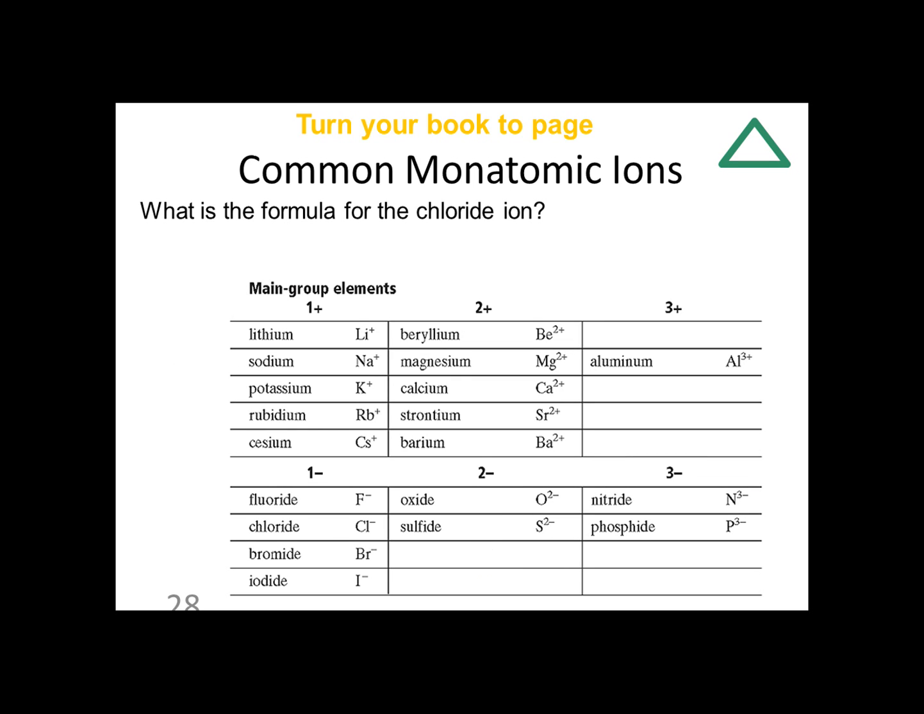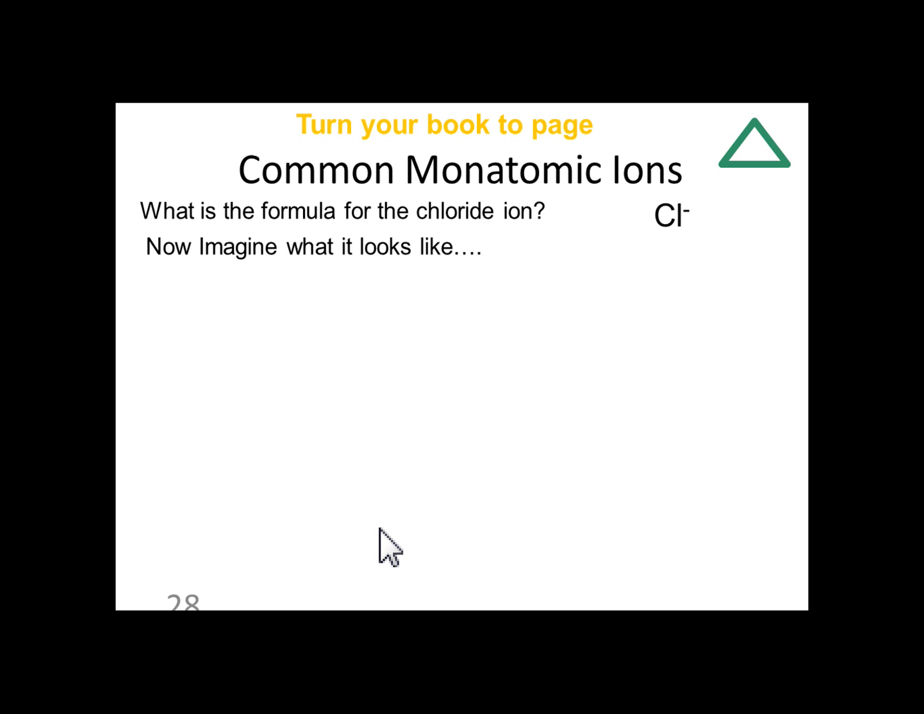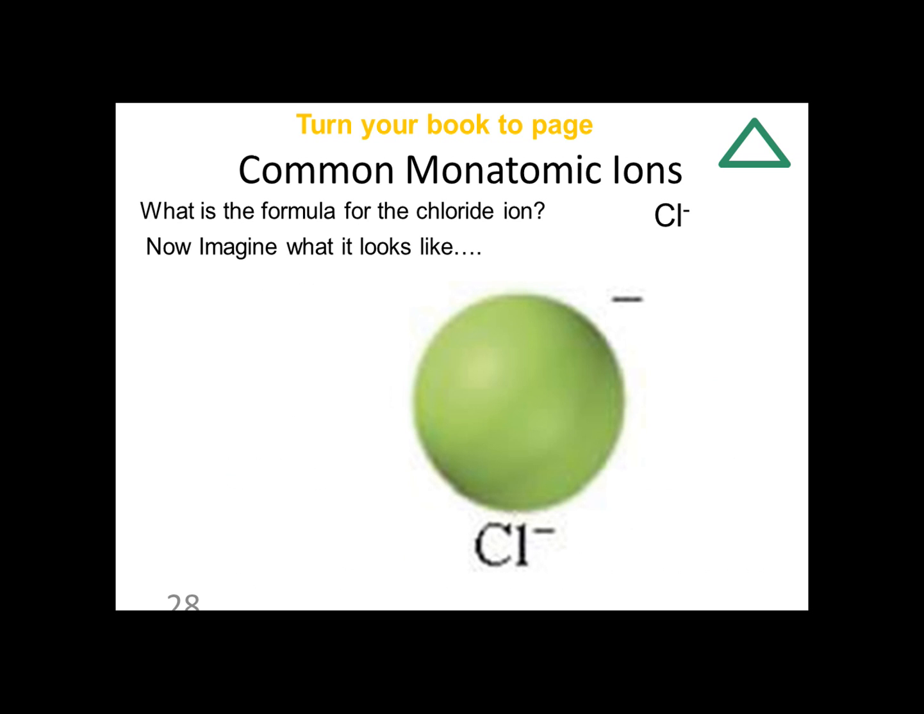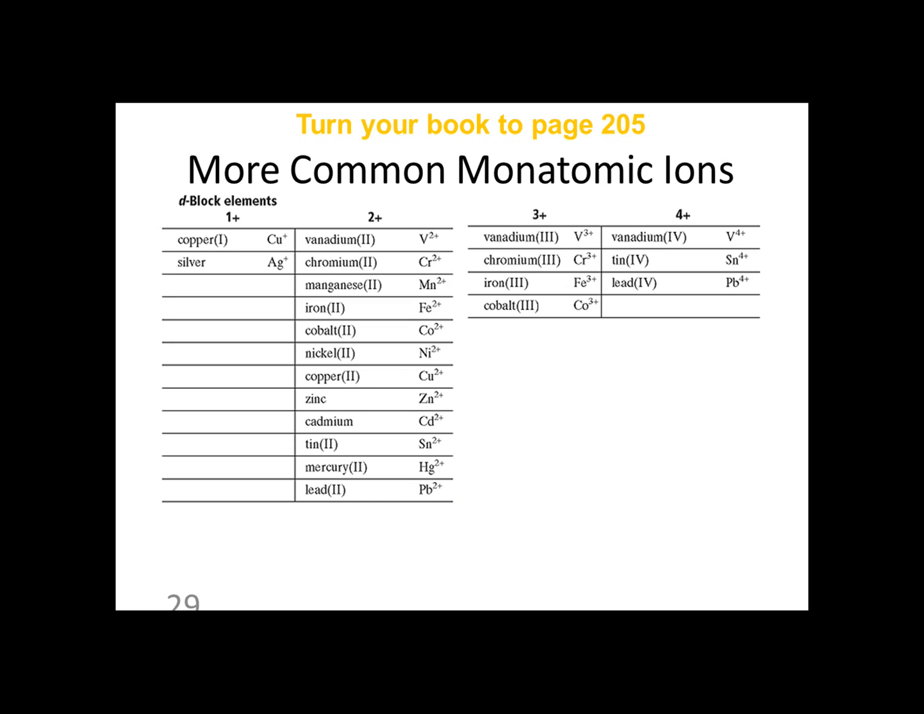Okay, so let's practice using this chart. What is the formula for the chloride ion? Well, chloride is down here. You can see it's a -1. Now, what does this look like? Well, if you could shrink yourself down to the size of an atom and look at these ions, they're basically spheres, and the outside of this sphere, this green sphere you're looking at, is an electron cloud. So it'd be a sphere with a -1 charge on it.